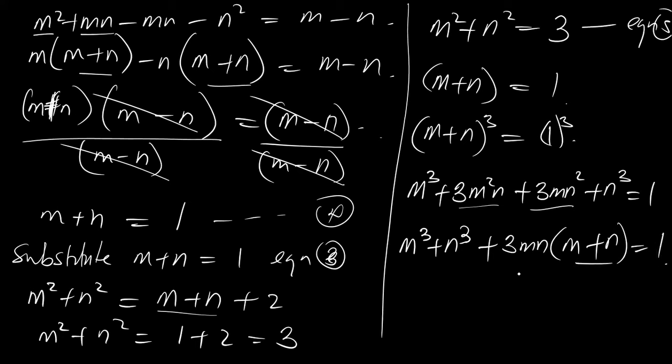So from here, we know our m plus n to be equal to 1. So we have m cubed plus n cubed plus, now 3mn times 1 will give you 3mn, equal to 1. So this is our equation 6.